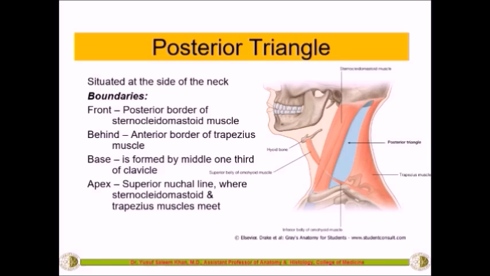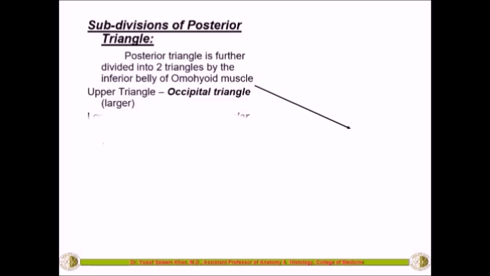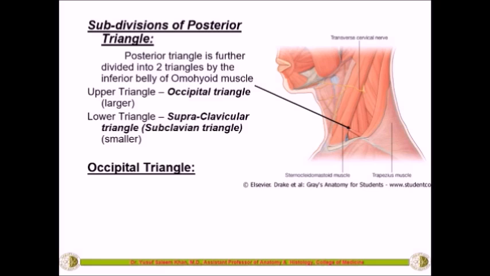Whenever you study a triangle, you should know the boundaries, then you should know the contents. Now, before we go to the contents, this posterior triangle is again divided into two parts by a muscle passing down, called the omohyoid muscle. The omohyoid muscle divides this posterior triangle into a superior part and an inferior part.